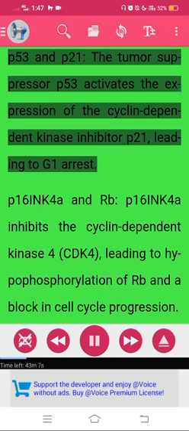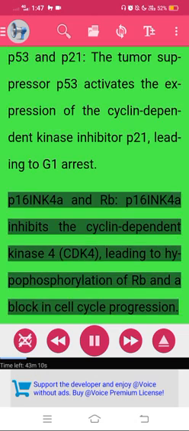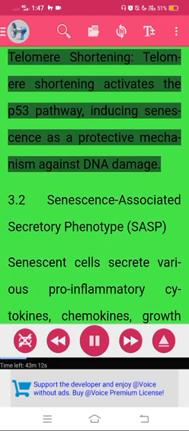P53 and P21. The tumor suppressor P53 activates the expression of the cyclin-dependent kinase inhibitor P21, leading to G1 arrest. P16INK4A and RB. P16INK4A inhibits the cyclin-dependent kinase 4, CDK4, leading to hyperphosphorylation of RB and a block in cell cycle progression. Telomere shortening. Telomere shortening activates the P53 pathway, inducing senescence as a protective mechanism against DNA damage.